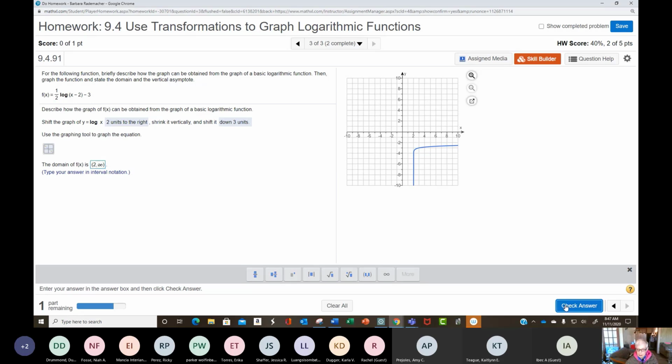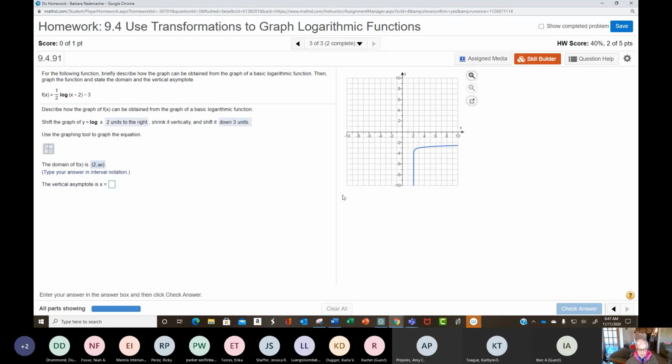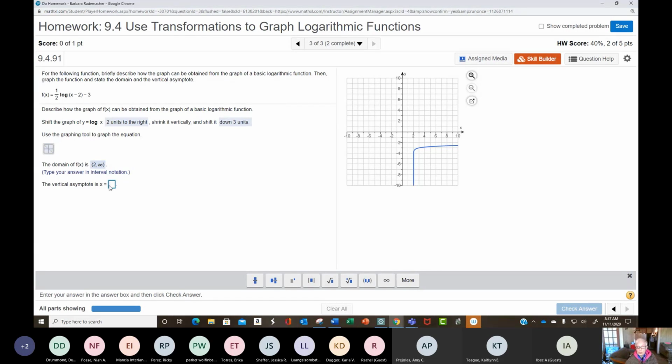Check answer. Now look, the vertical asymptote is they have x equals, so you just put in the number. 2.